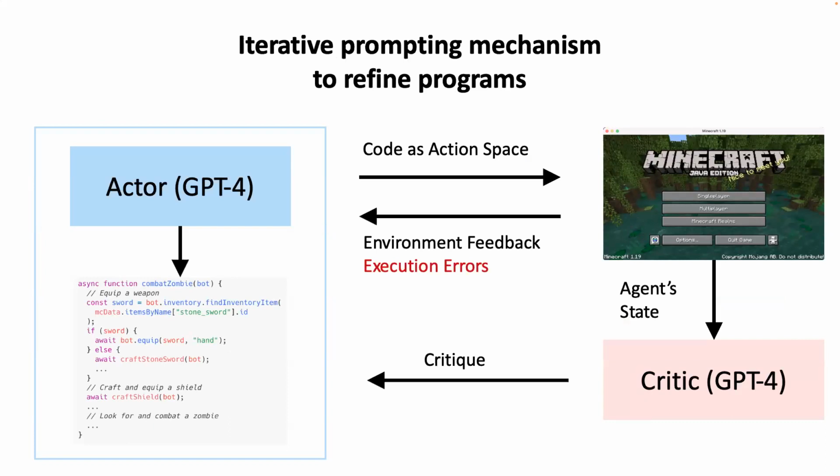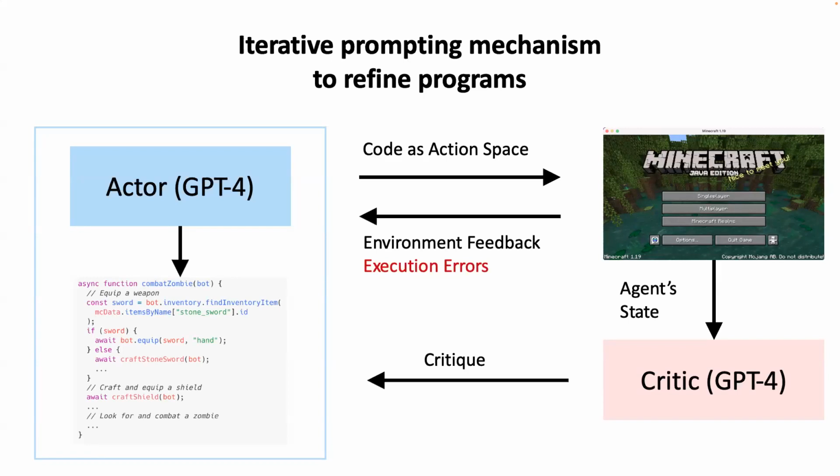So how to enable it? That is the next step. We build this iterative prompting mechanism to refine the programs. We have the code, and the code is very great because it is executable. So we can execute it in the Minecraft environment, and then we can get the feedback. We can get the environment feedback. We can know what the new state is, what the surrounding environment is. Or we can even get execution errors. For example, if it is not correct, we also can get the execution errors.